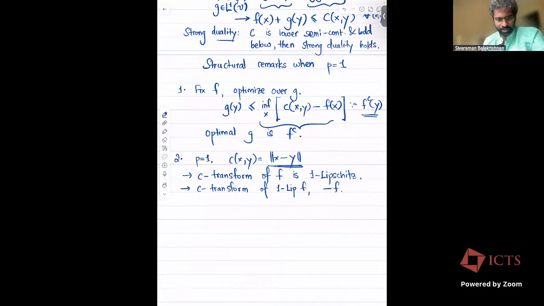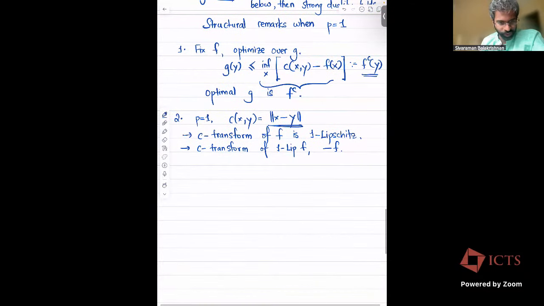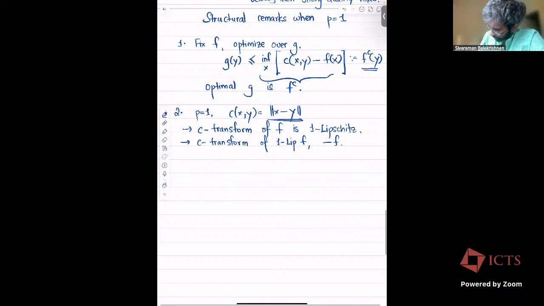I'll tell you in a second why we want these two properties, but let's say these two properties are true. Then we will be able to derive some nice structure out of the dual. For now, let's just assume these are true and then we'll come back and verify them.